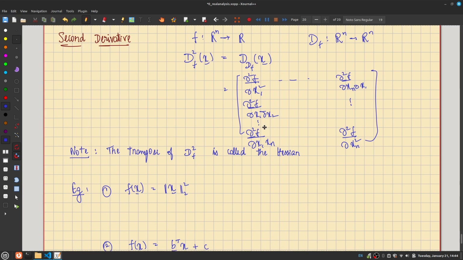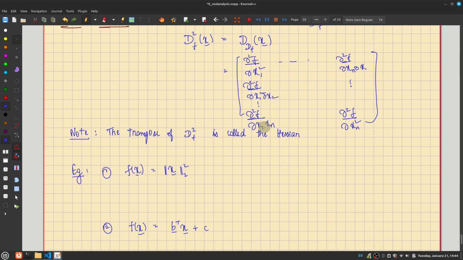Okay. And the transpose of this second derivative is what we'll call the Hessian. And if the second order partial derivatives are all continuous, then the Hessian turns out to be a symmetric matrix, or the second derivative is also a symmetric matrix. So the second derivative is equal to the Hessian matrix.